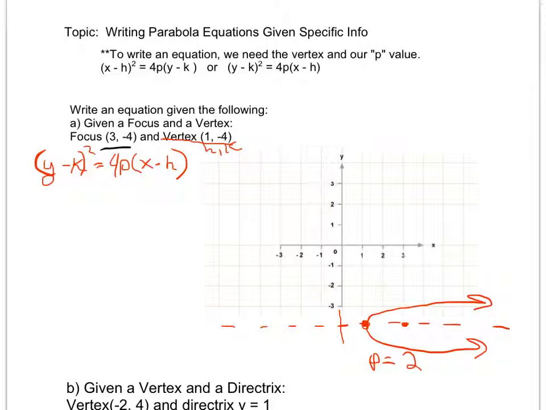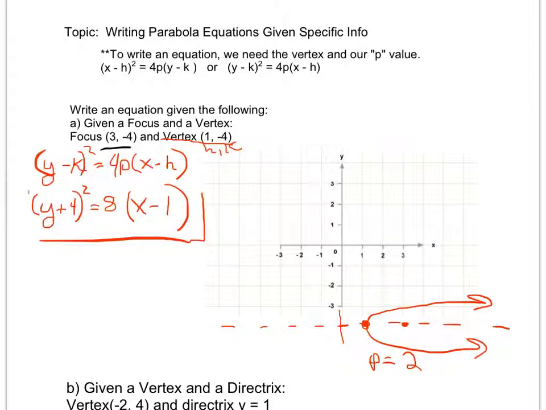Well, now I have everything I need. Now I'm just going to plug it into my chosen equation. And again, I chose the equation I did because it opened to the right. So I'm going to have y minus a minus 4, so y plus 4 squared equals 4 times my p, so 4 times 2 times x minus my 1. And there is my equation of my parabola in my vertex form. Let's now look at example 2.